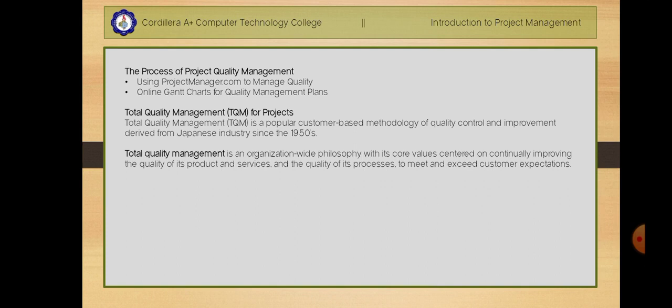So you have using projectmanager.com to manage quality, and you have the online Gantt charts for quality management plans. In using projectmanager.com to manage quality, it comes from the dashboard, which is one screen where you can view the metrics of every aspect of the project.